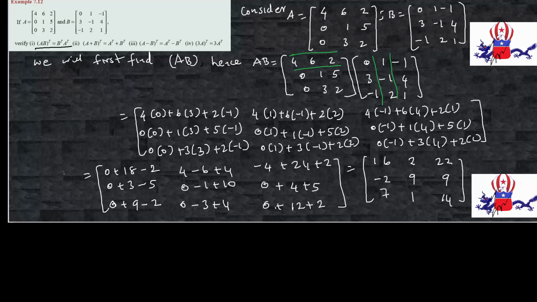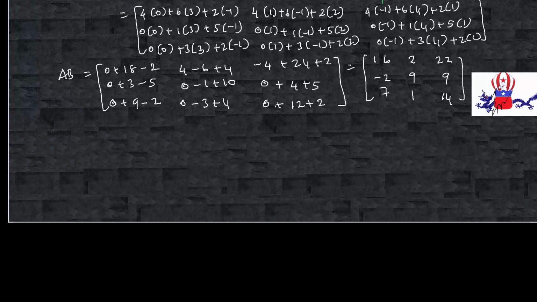So this is the matrix for AB. Now we are expected to obtain the transpose of this matrix, (AB) transpose. That would mean I would now change the columns into rows, and likewise.